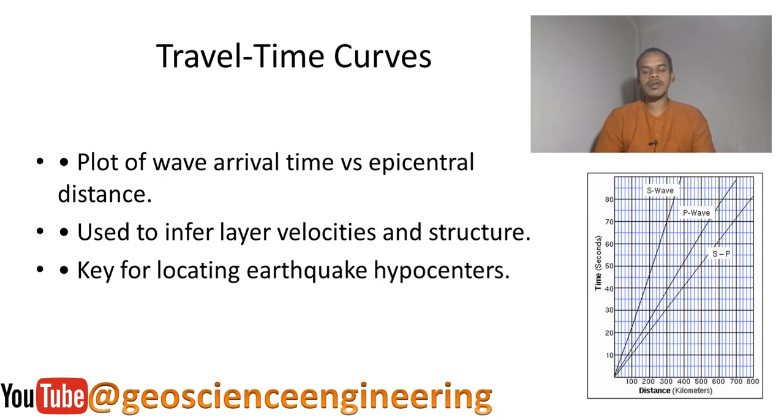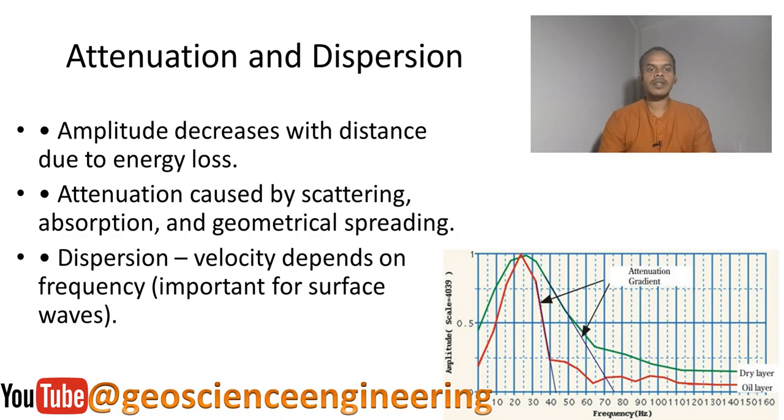travel time or time-travel curves are very important in identifying the epicenter or the hypocenter. I'll take some real example from the USGS or some real-time data, and then I'll show you how the time and distance are calculated so that we can identify the hypocenter of the earthquake. And then the attenuation and dispersion: I've already made a video about the attenuation, but I'll also explain it in detail when we discuss the microzonation.